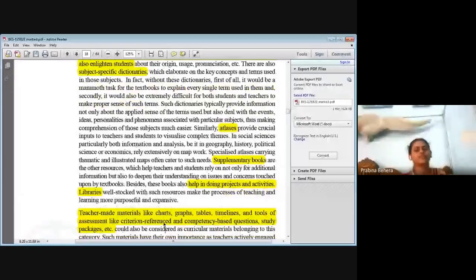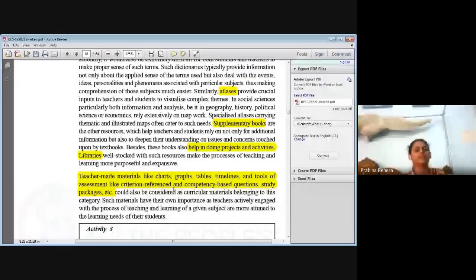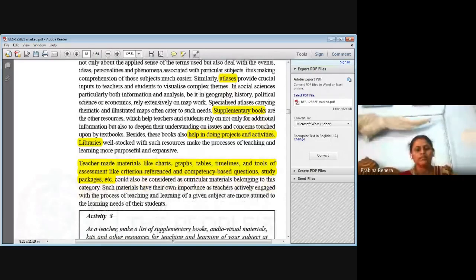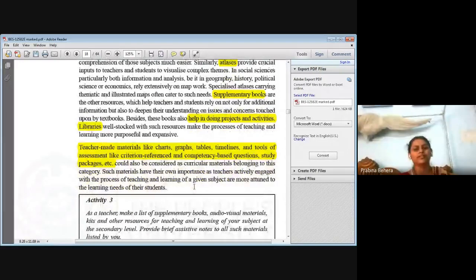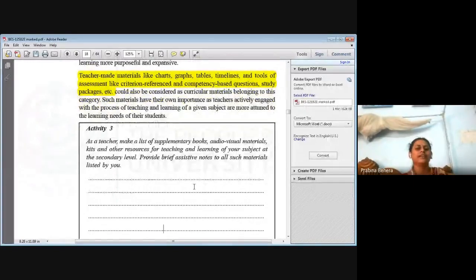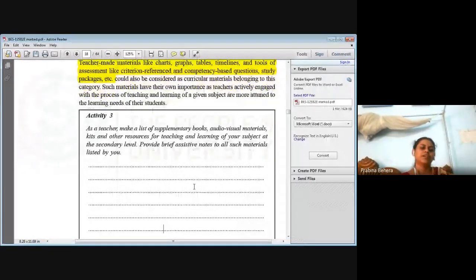Teacher made materials are there, like charts, graphs, tables, timelines, tools of assessment like criterion reference, competency based questions. They are all designed by the teacher for the effective classroom interaction. Curricular material is there to make our teaching learning process effective. By the use of curricular material, the teachers can engage their students effectively in the classroom.